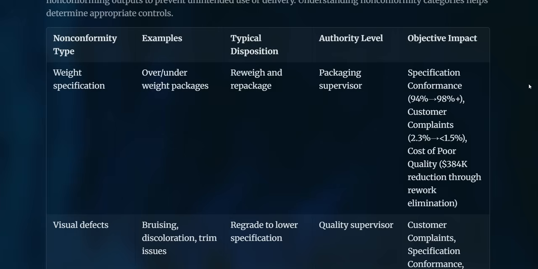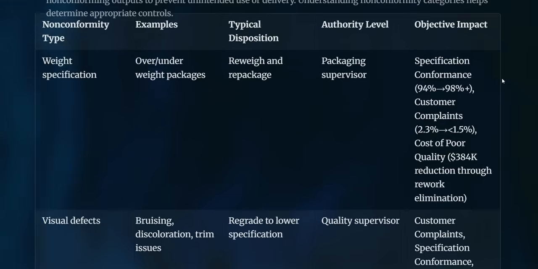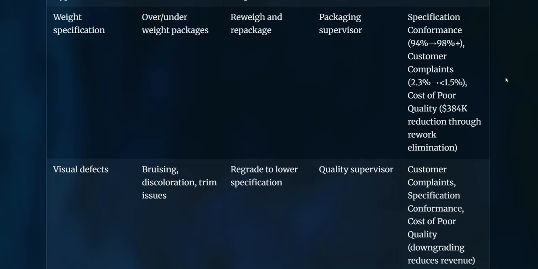Second, nonconformity type is visual defects. Examples of this could be bruising, discoloration, or trim issues. The typical disposition for this nonconformity type is regrade to lower specifications. The authority level here is the quality supervisor, and the objective impact here is customer complaints reduction, specifications conformance improvement, and cost of poor quality reduction through downgrading, which reduces the revenue.